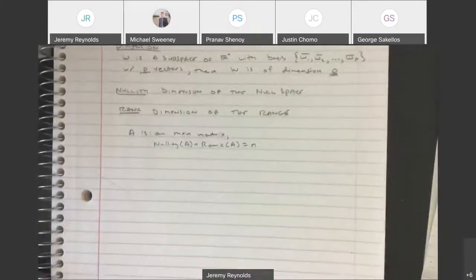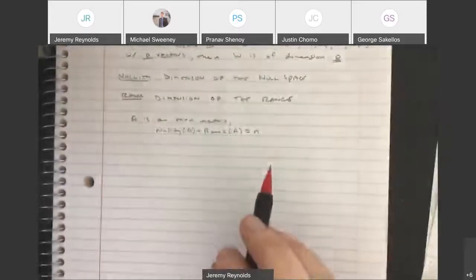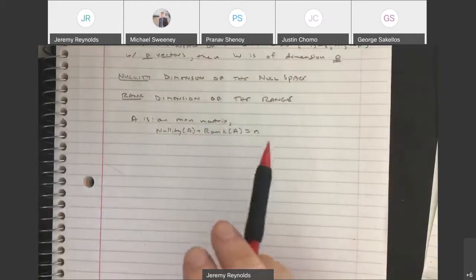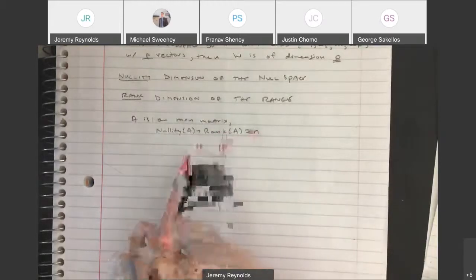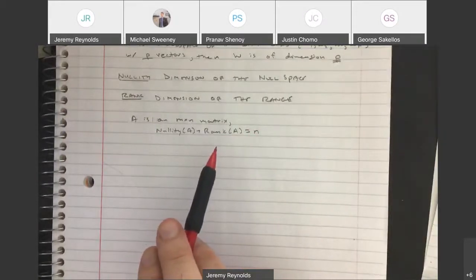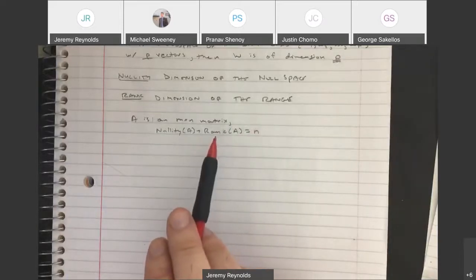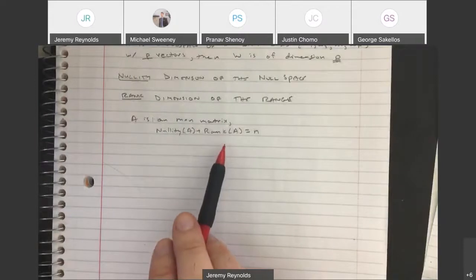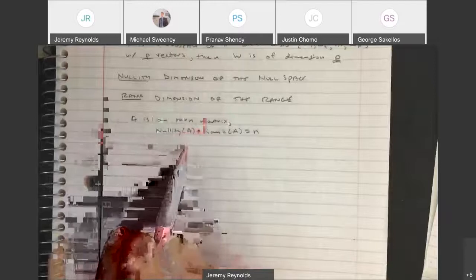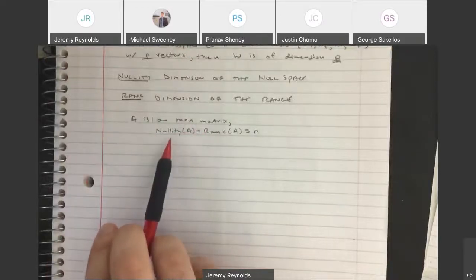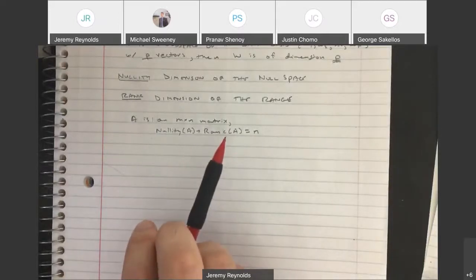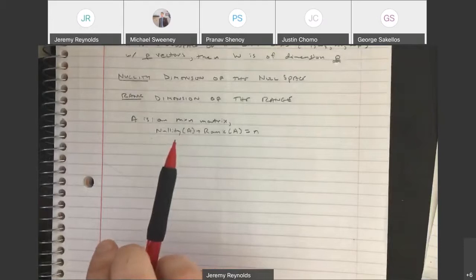So if you have a question and it says find the nullity and the rank of a matrix, all you have to do is find one of these and you'll know what the other is. If it says find the null space and the range, you have to work through both of them. But if it asks for the nullity and the rank, then all you have to do is find the null space. You'll know the dimension of the null space, which is the nullity, and you'll be able to easily calculate the rank. So you don't have to calculate the range to get the rank. All you have to do is do the null space, which is a much easier calculation.